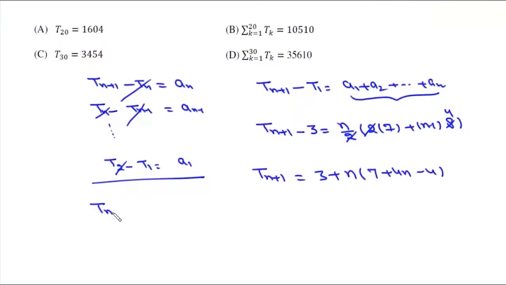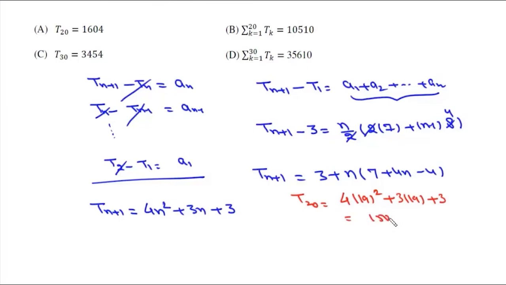So basically this T_{n+1} will be 4n square plus 3n plus 3. Now first we'll find the value of T20 and T30. Now if we put n as 19, we'll get 4 into 19 square plus 3 into 19 plus 3. Now this value is 1504. That means this option A is incorrect.